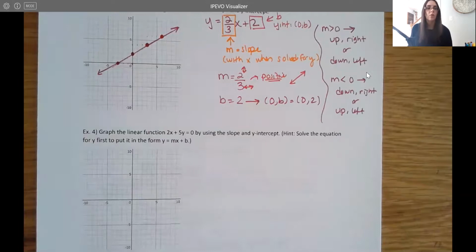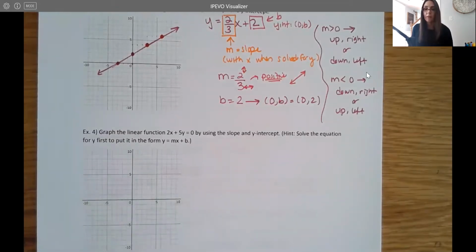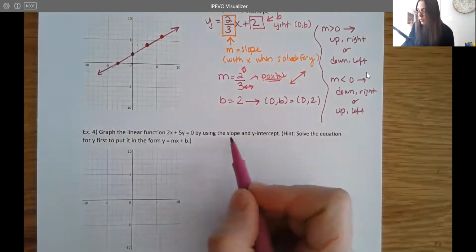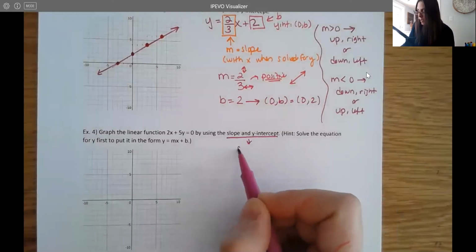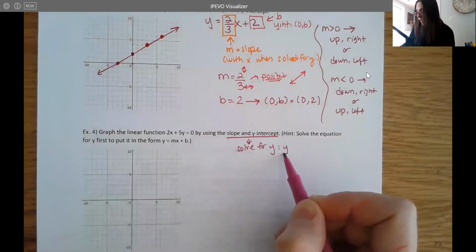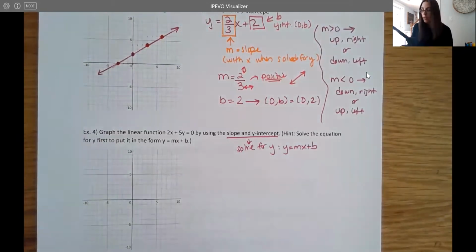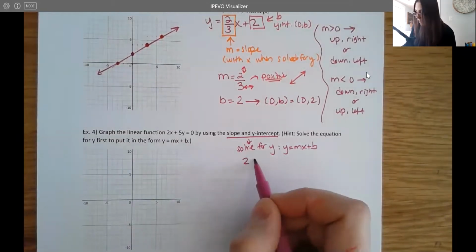So here again, we're going to graph the linear function using the slope and y-intercept. It's not in the right form though, so I do have a hint here. Solve the equation for y first to put it in the form y equals mx plus b. So if you're going to use the slope and the y-intercept, you need to make sure that you solve for y. If it's not already done, like in our last example, the y was already by itself. Here it's not, so I do need to solve for y first.